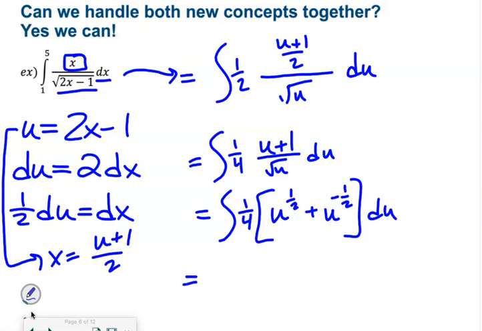So, I never did my limits. I got so excited about the halves. All right. So let's go write our limits. If x is 1, what's u? 1. If x is 5, what's u? 9. So what you can conclude from the last problem and this problem is that every single u limits are always 1 to 9.